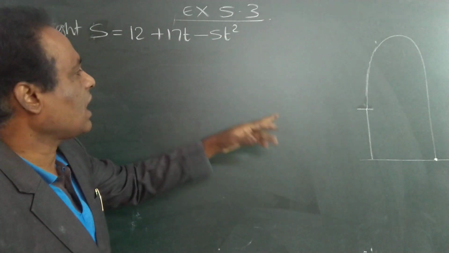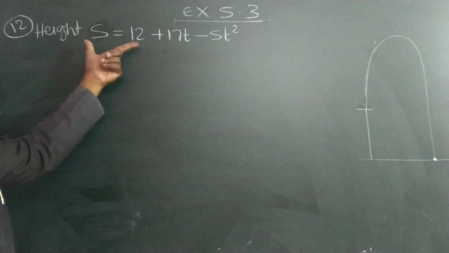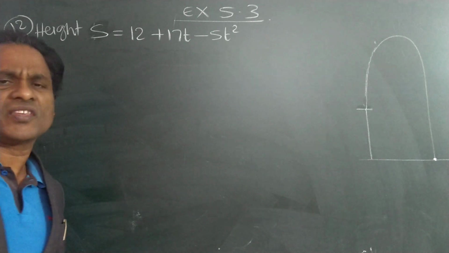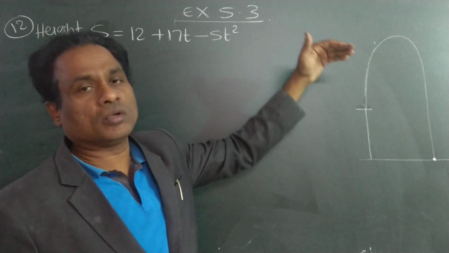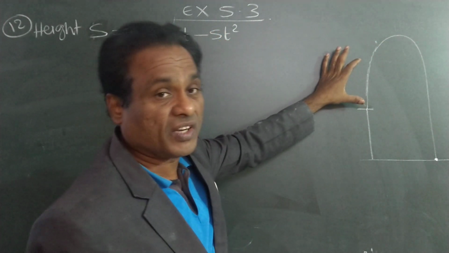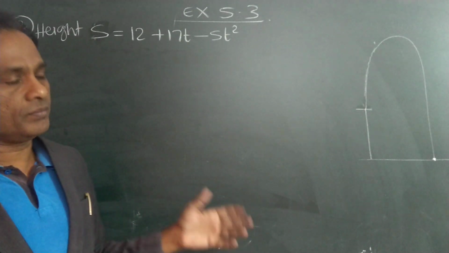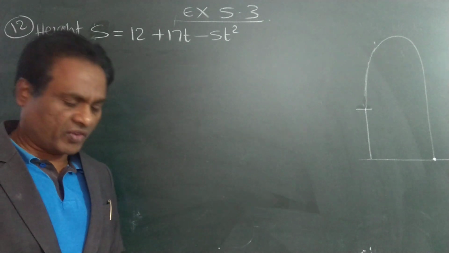So the height at which it is reached is given. So how did we get this? Don't think about it. Actually you will get it in the physics subject. When something is thrown, what is the maximum height? At a particular time, how much height will it reach? All these concepts you will study in the physics subject. But the equation is directly given, so we will take the equation.